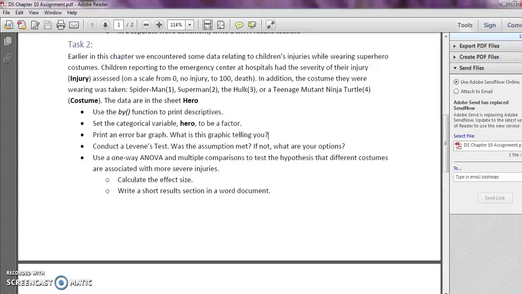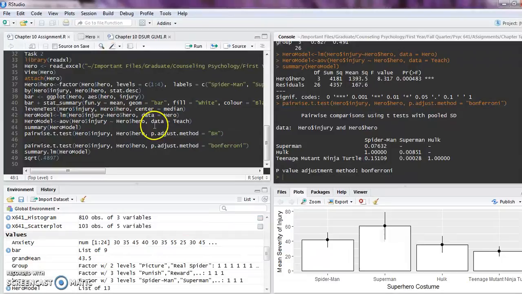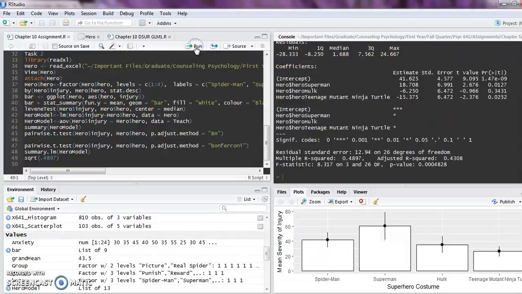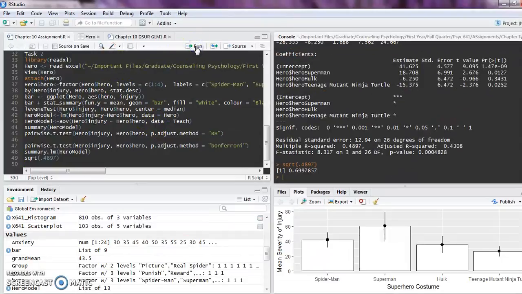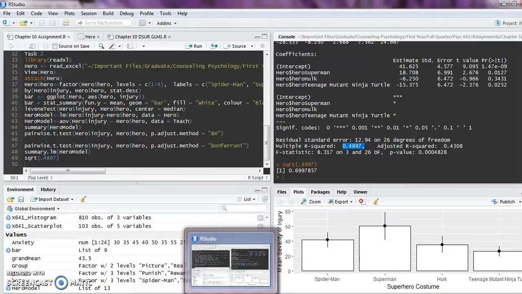So we're also asked to calculate the effect size. So we'll do that. Summary. Square root. So essentially, I just square rooted this right here, and I got this value. And that's it, folks.